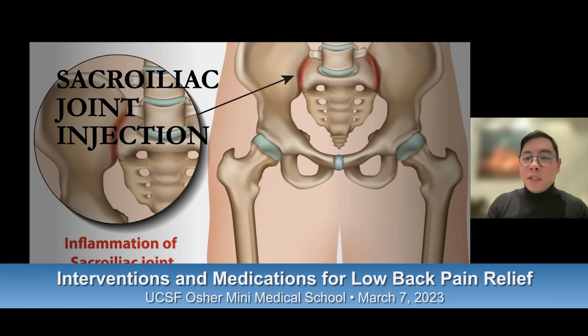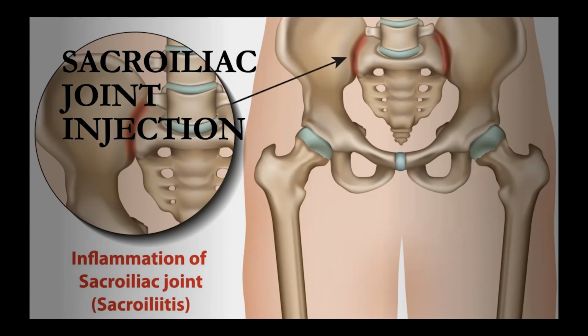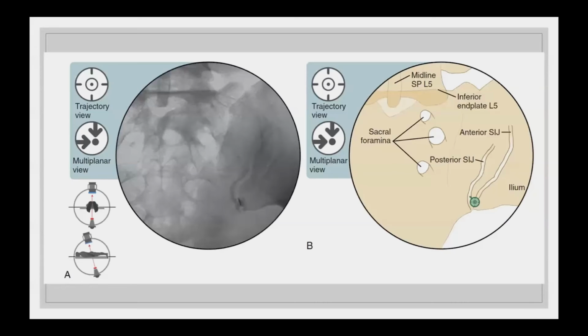So in a similar fashion to when we thought about the joints of the back, those little facet joints, just think of this as one huge facet joint in the lowest part of the back. And we can actually go in with a needle and put steroids directly into this joint. It's called the sacroiliac joint injection.